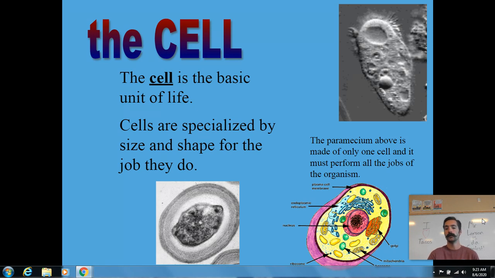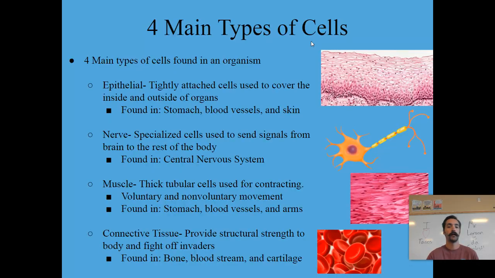An example is a peritoneum. This one right here. It is a unicellular organism, and all the jobs the cell has is basically to have that cell live, have that organism live. So the cell has, there are 4 main types of different cells. We have our epithelial cells.